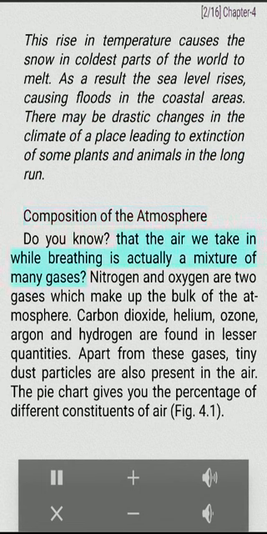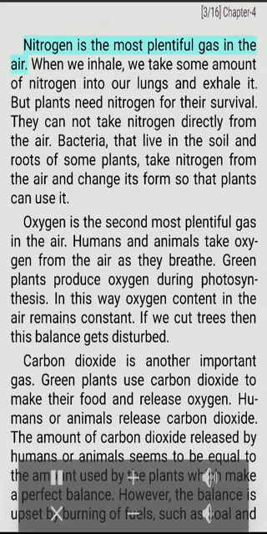Do you know that the air we take in while breathing is actually a mixture of many gases? Nitrogen and oxygen are two gases which make up the bulk of the atmosphere. Carbon dioxide, helium, ozone, argon, and hydrogen are found in lesser quantities. Apart from these gases, tiny dust particles are also present in the air. The pie chart gives you the percentage of different constituents of air. Fig. 4.1.